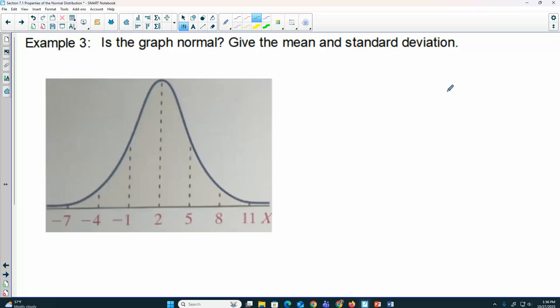Alright, so is this graph normal? Yes, it's bell-shaped. What would make it not normal? If it was skewed. Yep, so this one is normal. Okay, can you tell me what the mean and standard deviation are? The mean is 2.